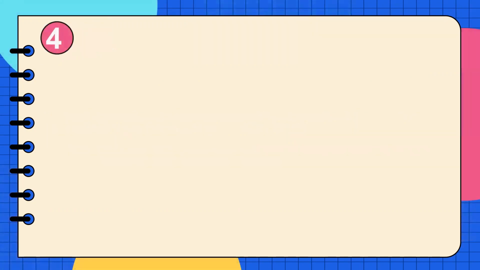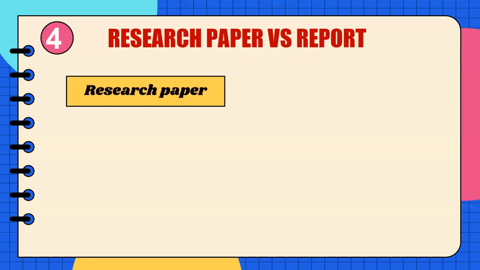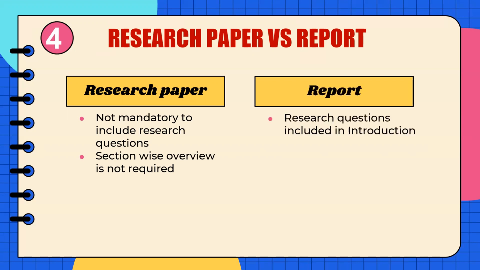So now having understood this, let us move on to the difference between a research paper introduction versus a report introduction. In a research paper introduction, it is not mandatory to include research questions. Moreover, the section-wise overview is not required, while in a report introduction, it is necessary that we include the research questions in the introduction itself, and then it is an elaborated explanation, and moreover, the chapter-wise overview is also given.